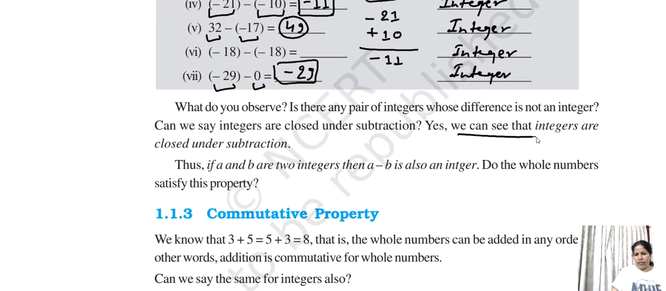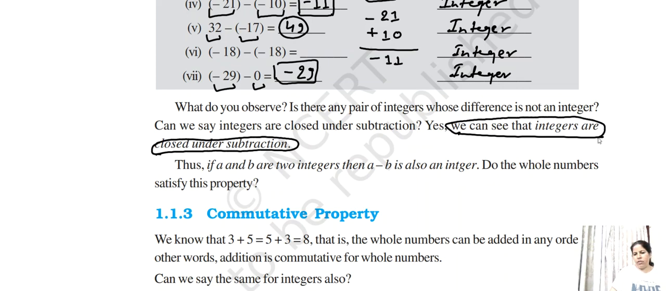So we can see that integers are closed under subtraction. Okay, this closure property was working for addition, and it is working for subtraction also. Okay, so we can say that if a and b are two integers you have, then a minus b is also an integer. Fine, and in the same way, we observed that if a and b are two integers, then a plus b is also an integer. So that's all about the closure property.